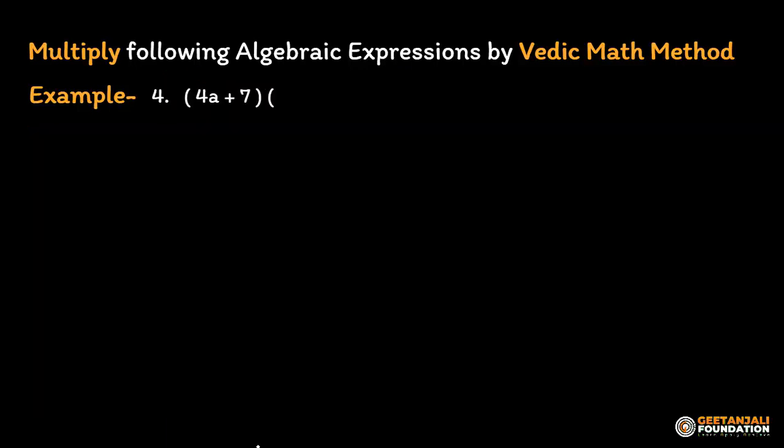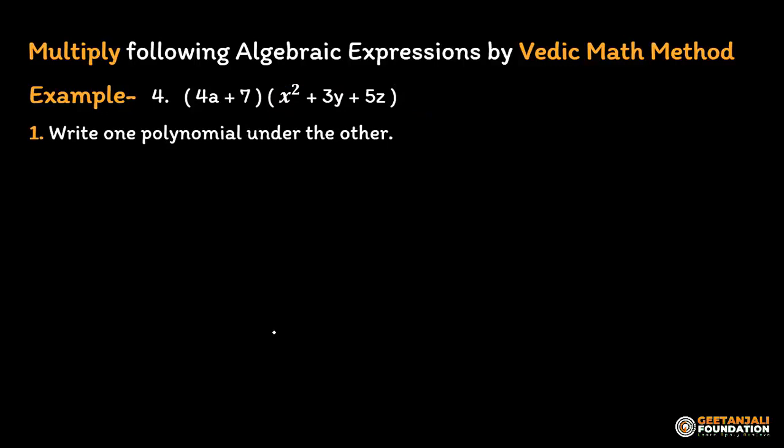Now example 4, we have to multiply 4a plus 7 with x squared plus 3y plus 5z. So first step, we will write one polynomial under the other. So first polynomial is 4a plus 7. So I have written the first polynomial. Now the second polynomial, x squared plus 3y plus 5z. So I'll write x squared plus 3y plus 5z.